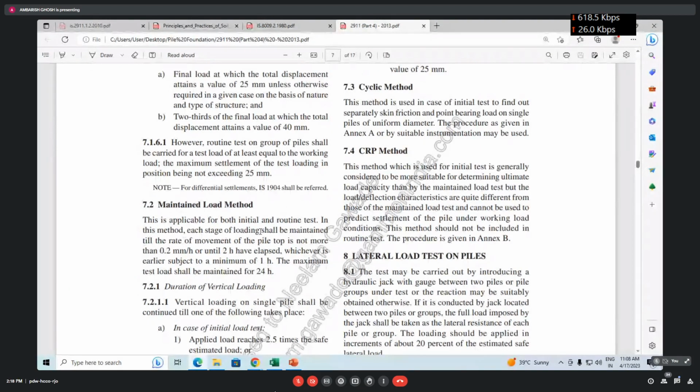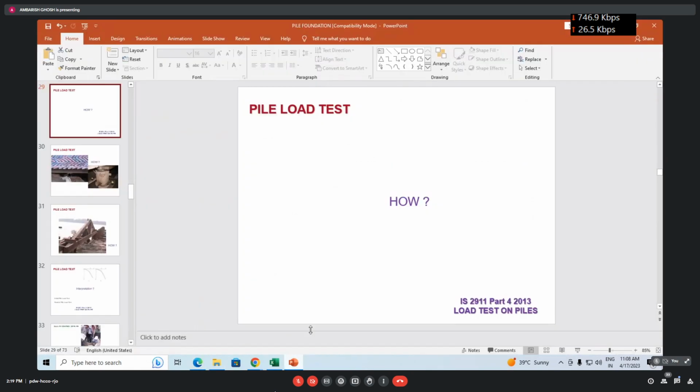In this method, each stage of loading shall be maintained till the rate of movement of the pile is not more than 0.2 millimeter per hour or until 2 hours have elapsed, whichever is earlier, subject to a minimum of 1 hour. The maximum test load shall be maintained for 24 hours. Okay. So why will you do the pile load test? What are the different types? Initial pile load test, routine pile load test, for vertical, lateral, as well as compression and tension, both are available. Now the next question is, whenever you do the test, there are different methods actually.